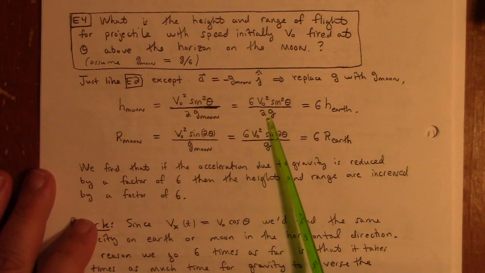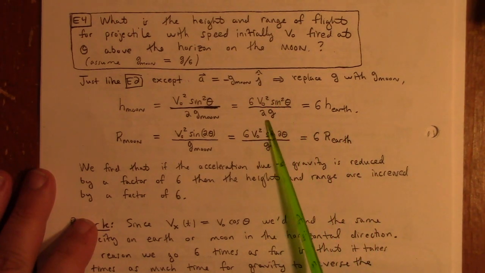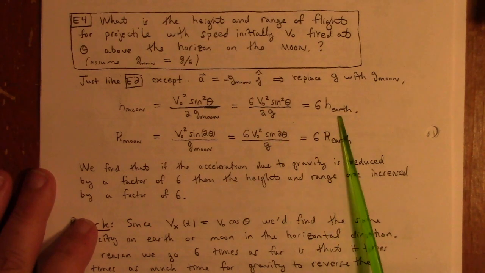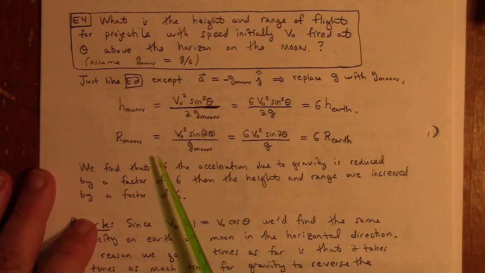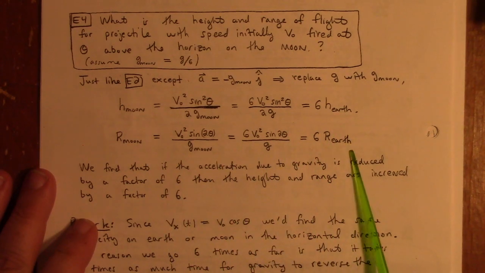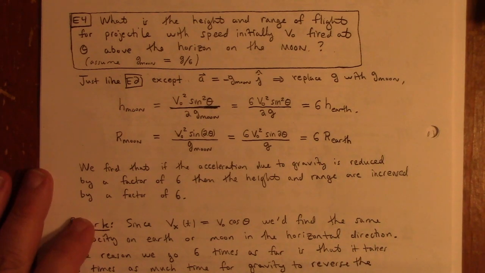And so if you look at it, you get 6 times v0 squared sine squared theta over 2g. In other words, it's 6 times the height on Earth. And likewise, the maximum height of the projectile on the moon and the range of the projectile on the moon is exactly 6 times what it would be on Earth. That's the way the math works out. So that's kind of neat.